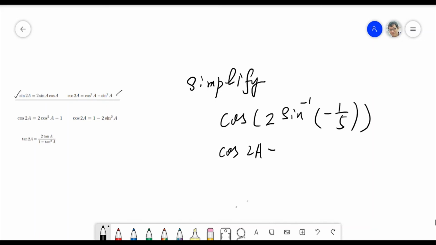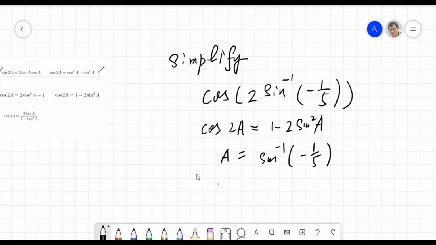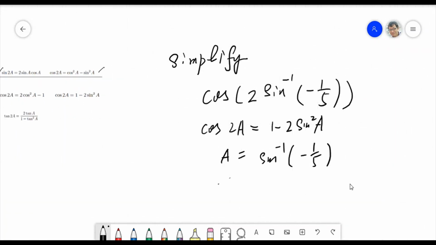right? Then based on the formula, it equals 1 minus 2 sine squared A, right? What's A here? A is arcsine of -1/5. Since this is not a special angle, I cannot immediately say which angle it is. I cannot say what A is. But the good thing is we don't necessarily need to find the angle.